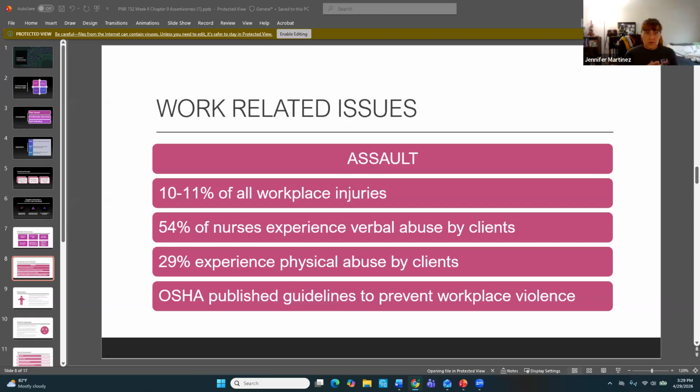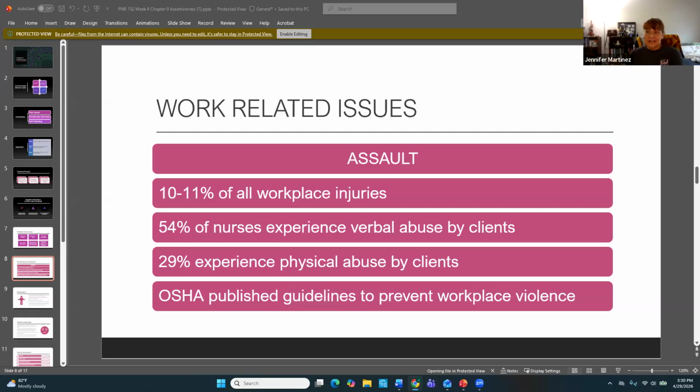We know what goes on in healthcare. Workplace violence has always existed in healthcare facilities. It is just now, with technology, social media, and the internet, that it has become a more well-known thing that occurs. With the increase in violence, we need to make sure that we are prepared. According to OSHA, the Occupational Safety and Health Administration, assaults comprise 10 to 11% of all workplace injuries.